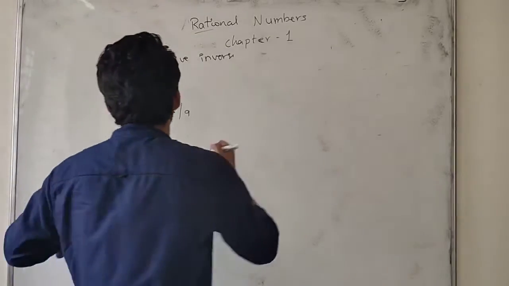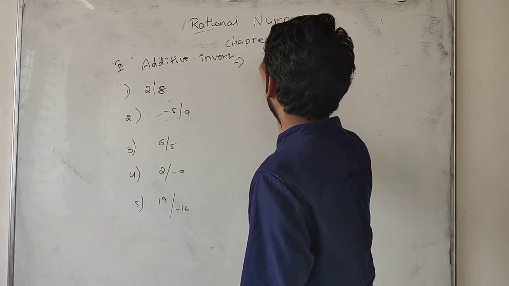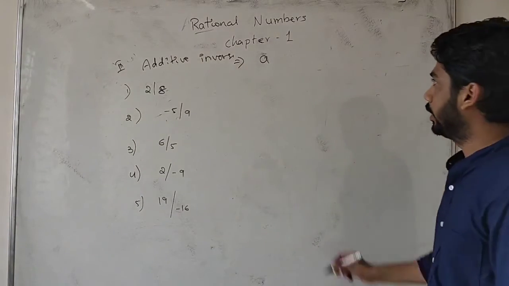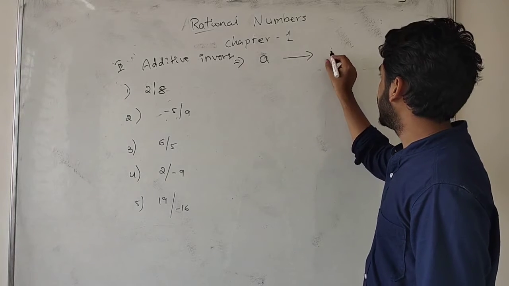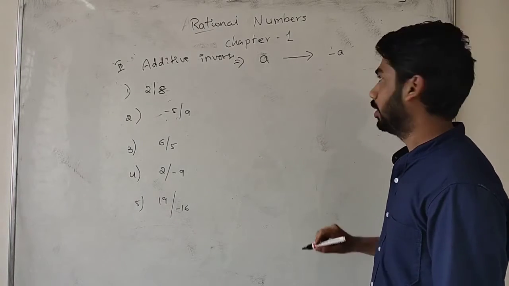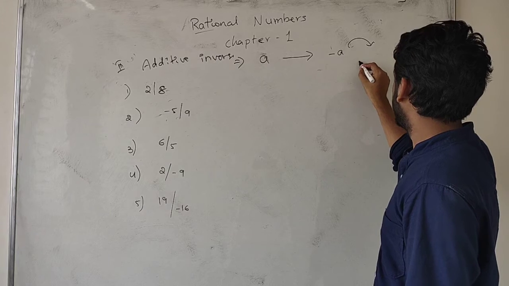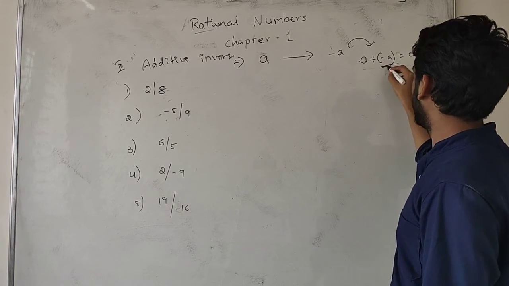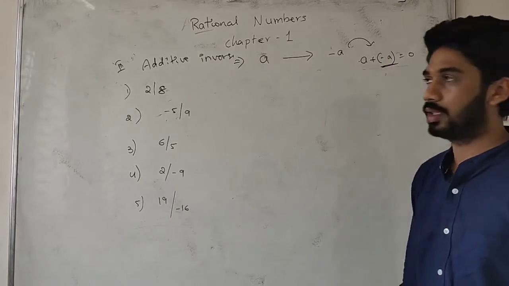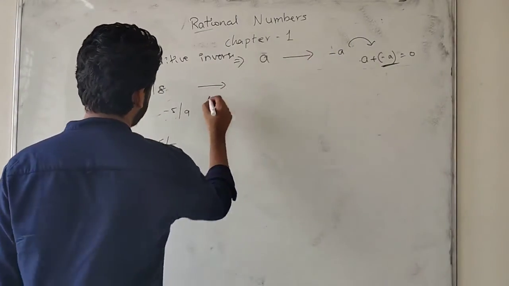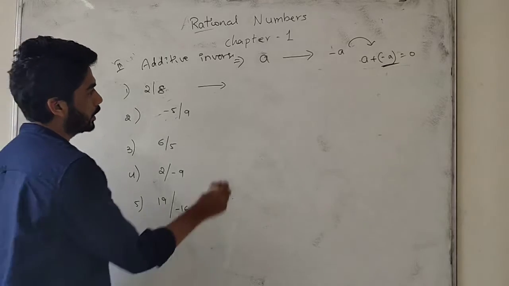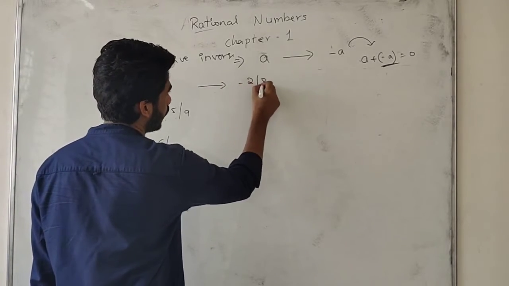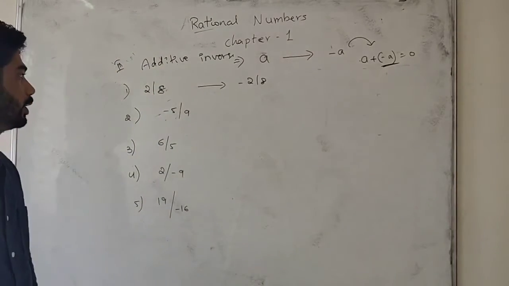Additive inverse is nothing but, for any number, integer or rational number, changing the sign. The basic rule is a plus its additive inverse, minus a, will give 0. So we have to just change the sign. If we change the sign of the first one, 2 by 8, we apply only minus, so minus 2 by 8. This is the required answer. You will get 1 mark for this question.